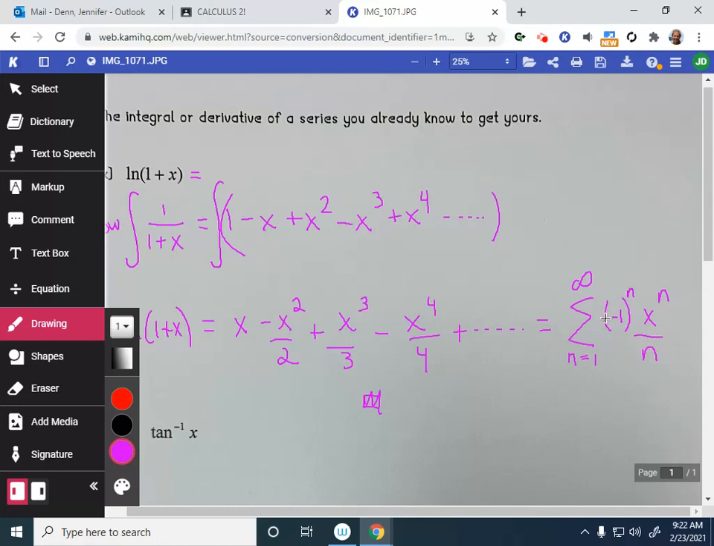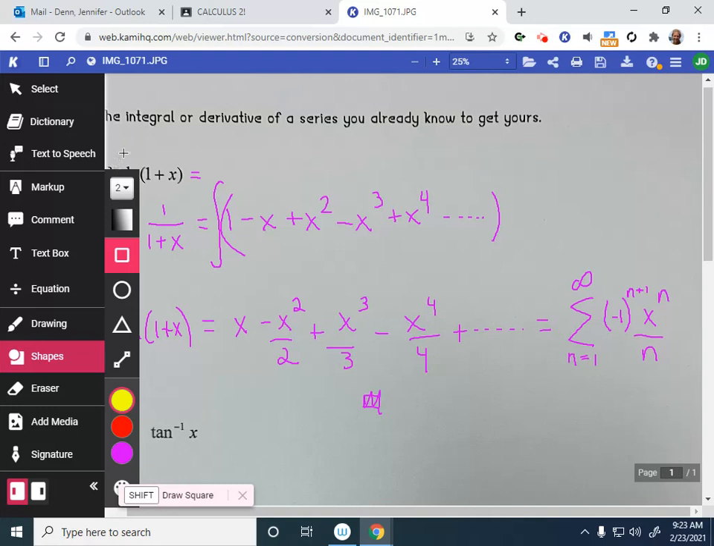The only problem is the alternator. My first term should be positive. Oh, sorry, I had to double check that for a second. Yeah, my first term should be positive, so I'm going to have this be n plus 1 or n minus 1. But that's it. So now I just wrote a series for something I never could have written a series for before.